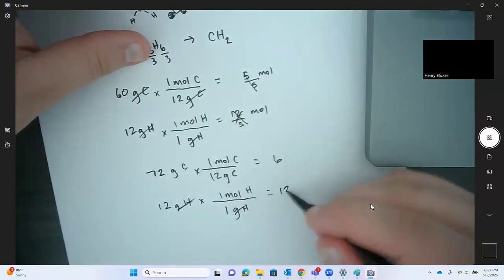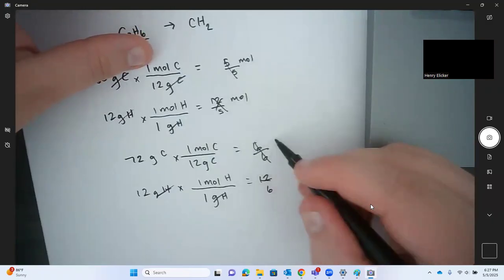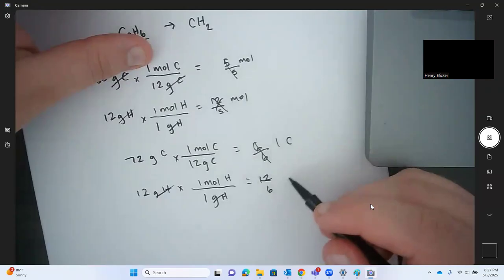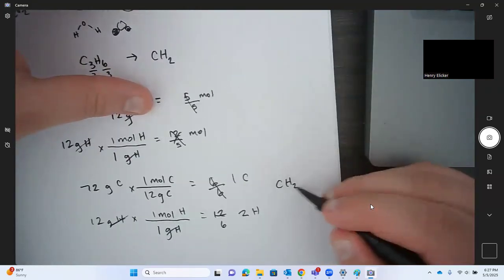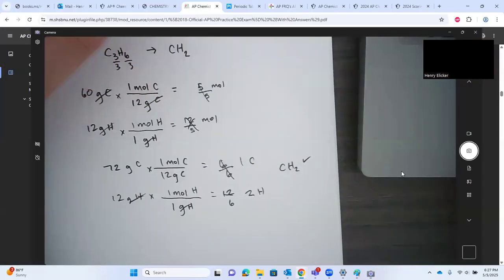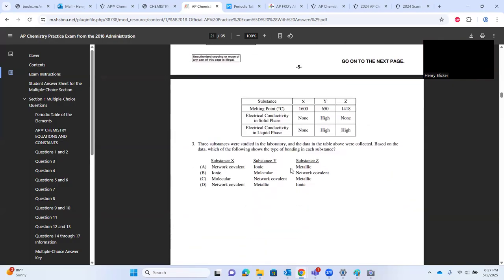And that's 12. And hey, check it out. Divide by the smallest. That's 1 carbon. This is 2 hydrogens. So there you go. 1 carbon to 2 hydrogens. That is the same thing as the empirical formula of propene. So that's B. Let's look at 3.